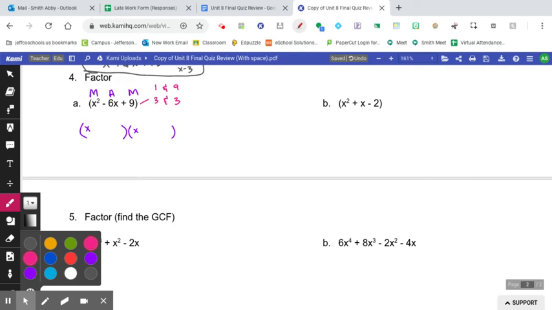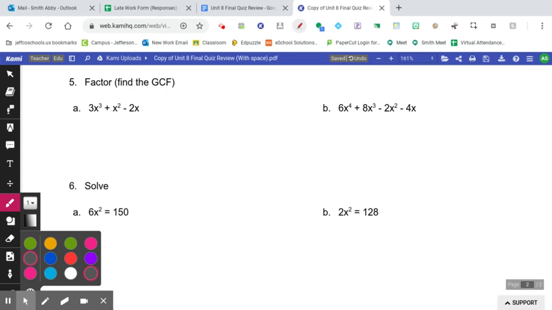Can I combine either of these to make negative 6? Yes, I could. I could make this negative 3 and negative 3 to make it negative 6. And here we go. There's your final answer. If you want to be extra fancy, you could have written your answer as x minus 3 squared because there's 2 of them. That's just getting kind of fancy. All right, try problem B now.